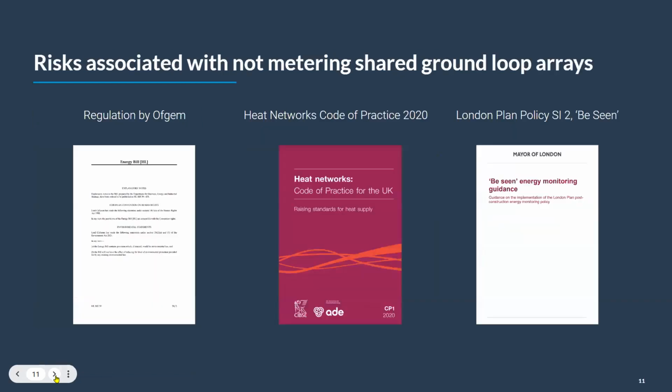And my final point before I hand over to Jack is compliance. So efficient heat pumps in both ambient loop networks and shared ground arrays save customers and building managers money. But there are strong trends towards performance reporting in the regulatory landscape, which we also need to consider. I have 3 points that I want to cover quickly here. The first is regulation by Ofgem.